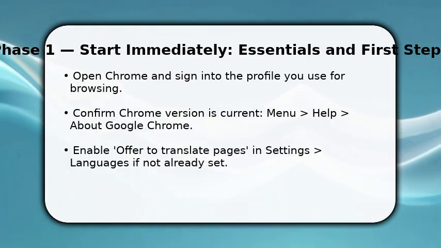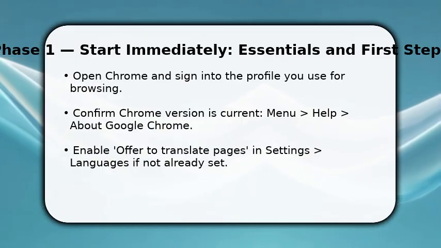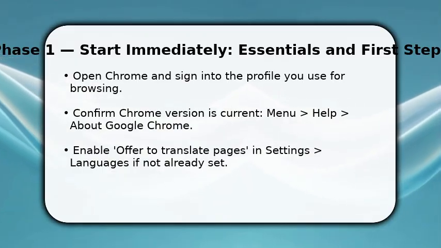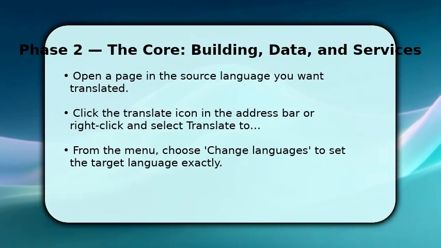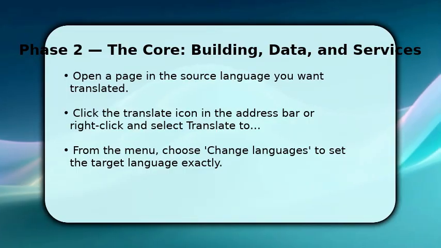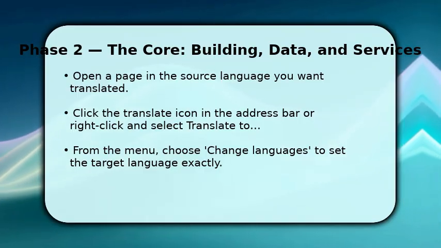Now you're ready to change the target language. Make sure you keep the translate feature active so the next steps work as shown. Open any page written in the language you want translated so Chrome shows the translate icon. You click that icon in the address bar, or right-click the page and choose Translate to.